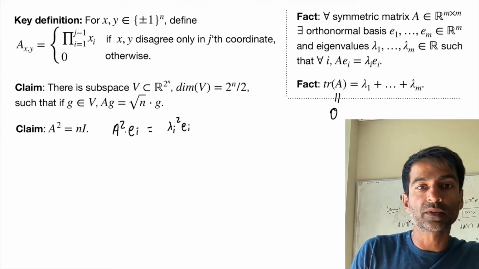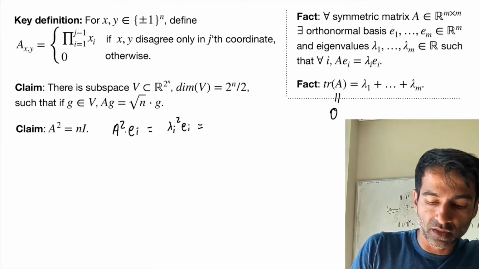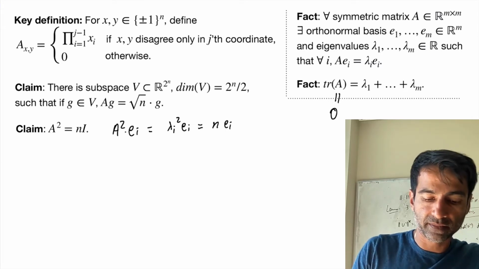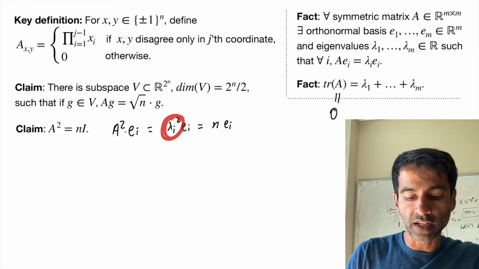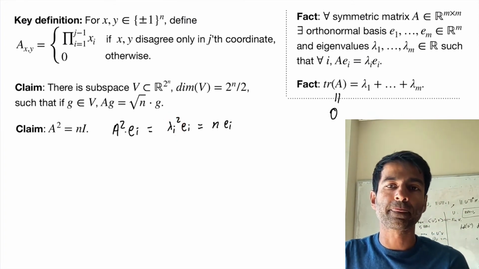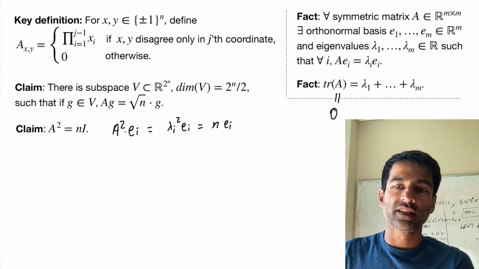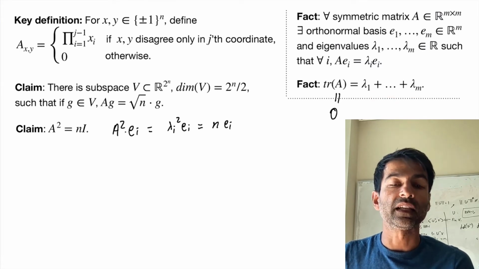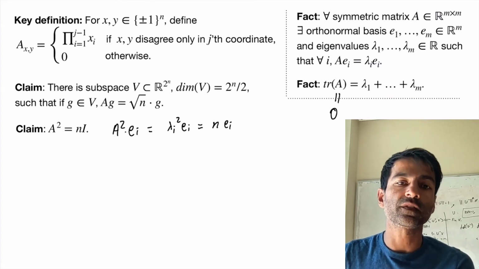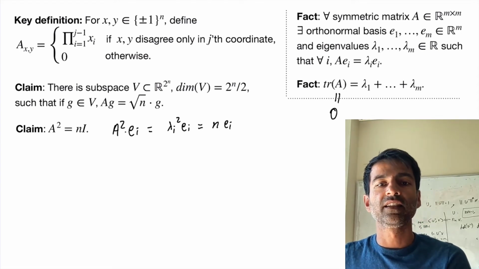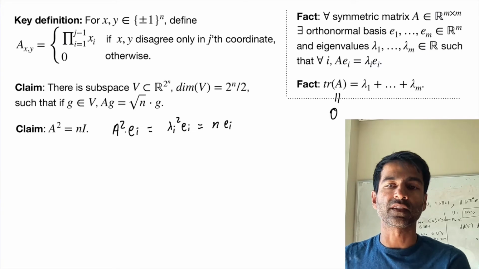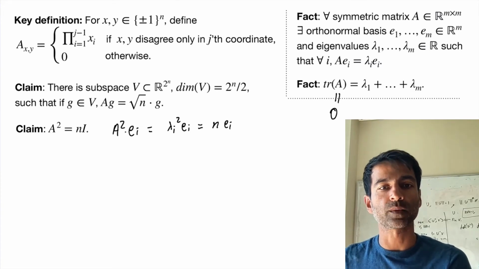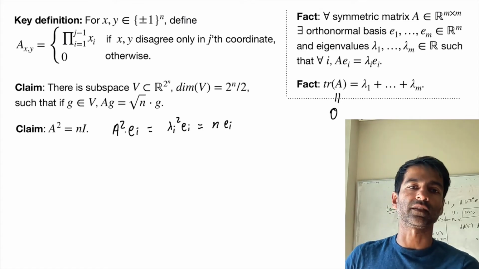But because A squared is equal to n times identity, this has to be equal to n times the identity. And that means the square of every eigenvalue has to be n. So you have 2 to the n eigenvalues, their sum is 0, and the square of each eigenvalue is n. So it must be the case that half of the eigenvalues are square root n and the other half are minus square root n. Okay, so half of the eigenvalues are minus square root n.